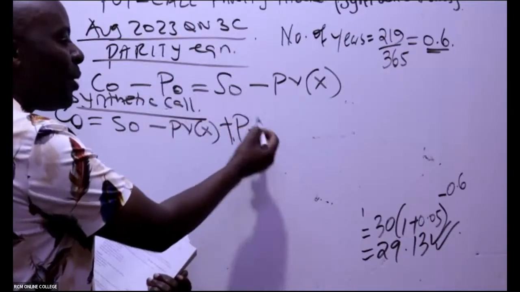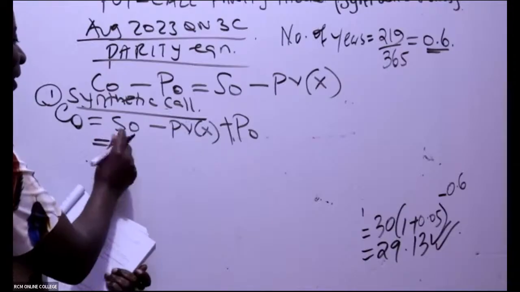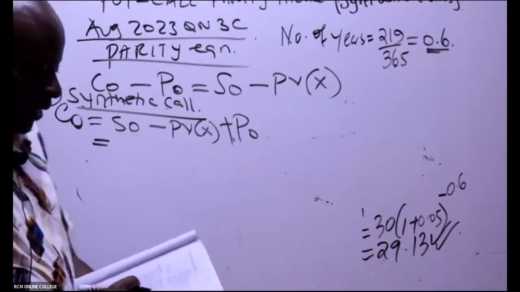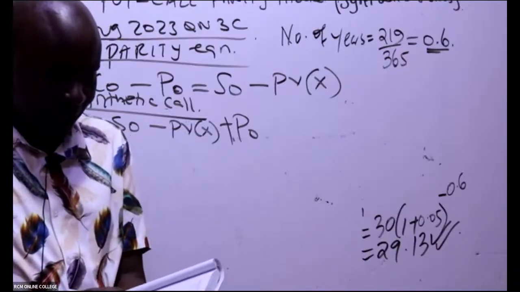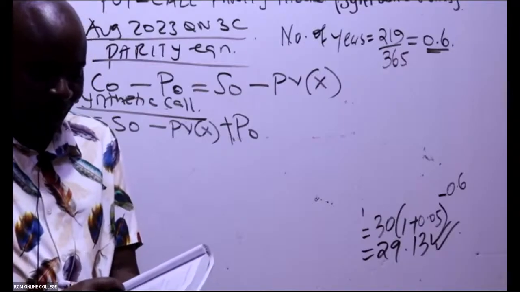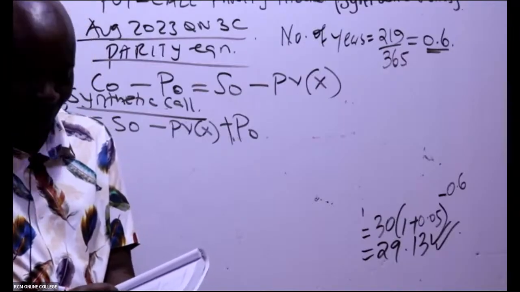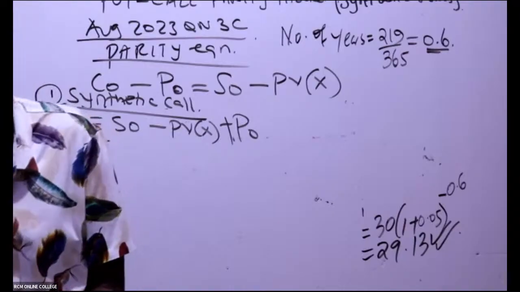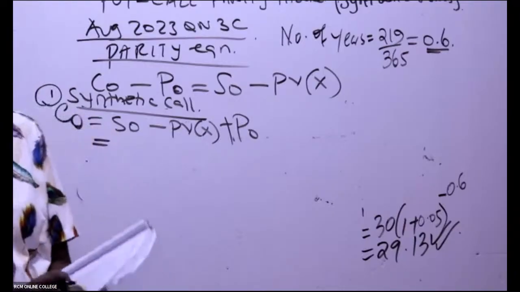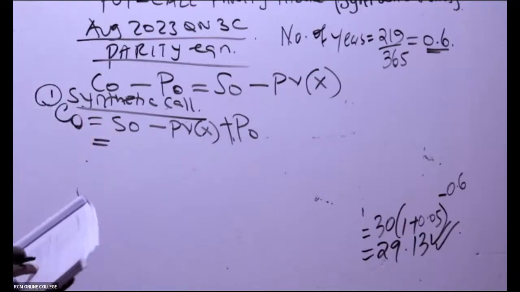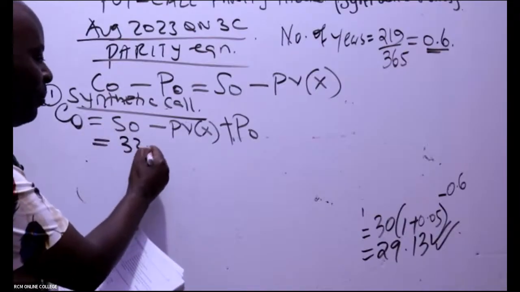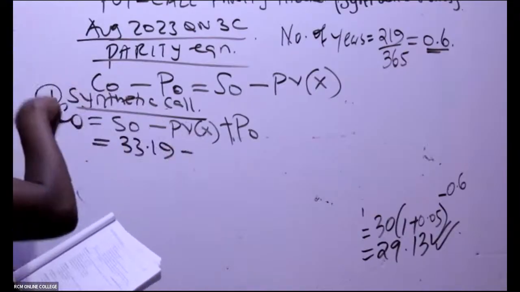Now it becomes PO. So do we have these values from our question? Is there somebody who is able to see SO? SO is the current stock price. SO, somebody who is able to see SO? 33.19, isn't it? 33.19.